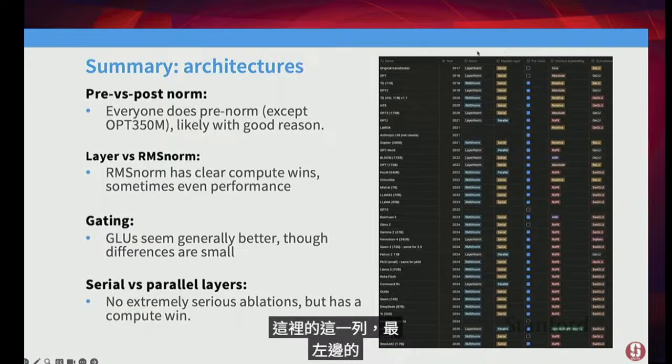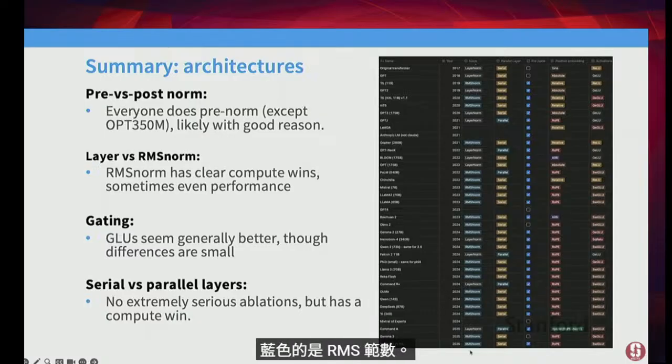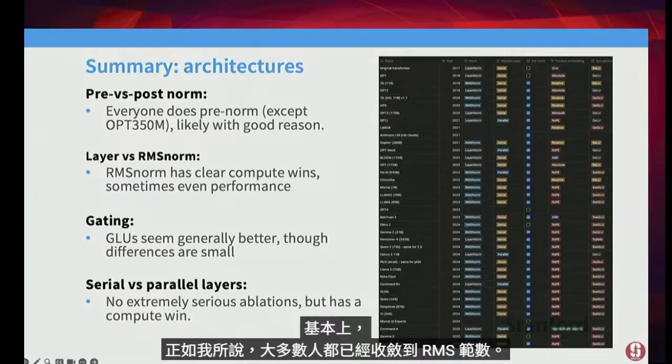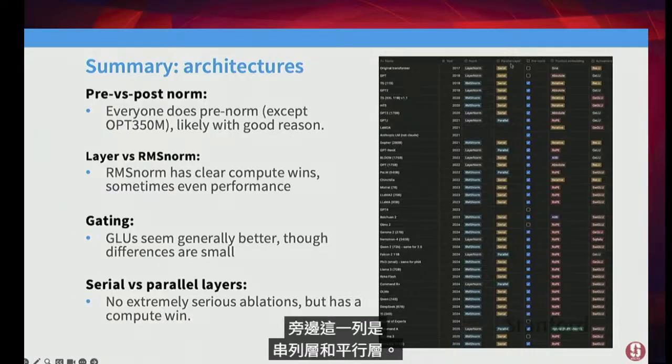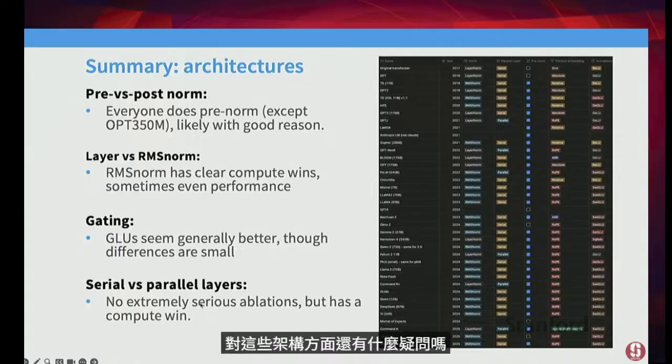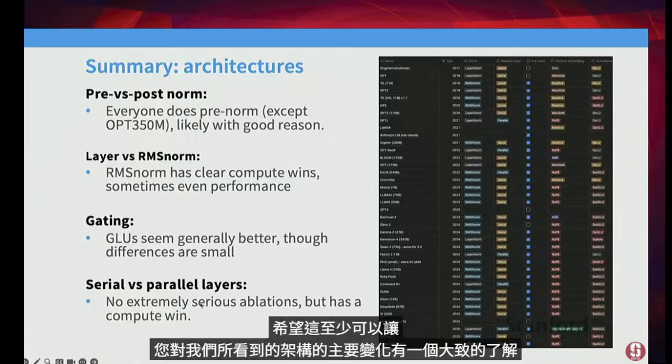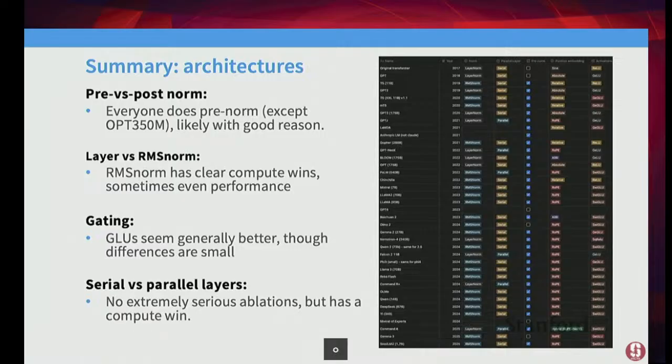This column here on the leftmost is RMS norm versus layer norm. The gray boxes are layer norm, the blue ones are RMS norm. Basically, most people have converged to RMS norm, as I said. This column next to it is serial and parallel layers. Once again, most people do serial, but you see other variants. What I'm going to talk about next is position embeddings, and that'll be more interesting in a moment. Any questions about any of this architecture stuff before I move on? Hopefully that gives you an overview of at least the major variations in architectures that we see.